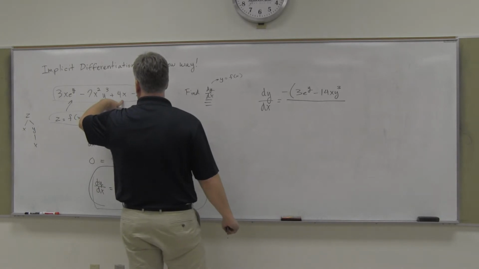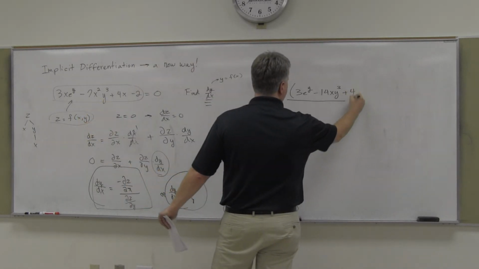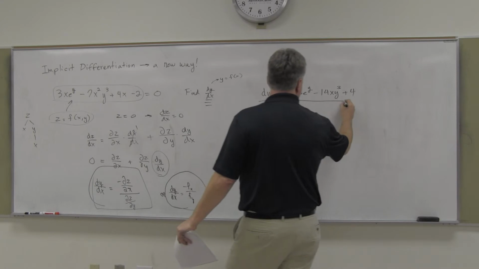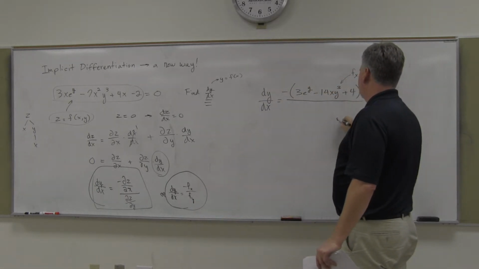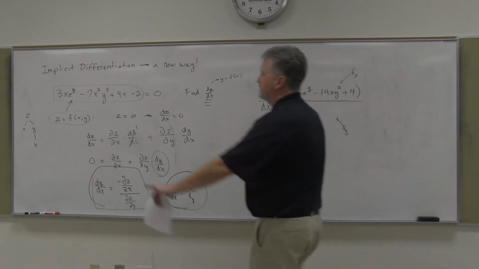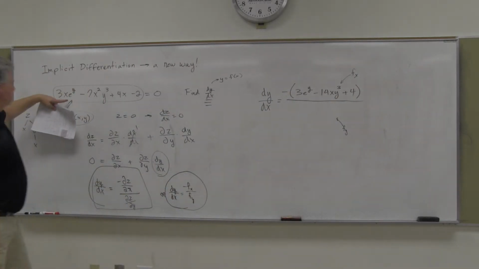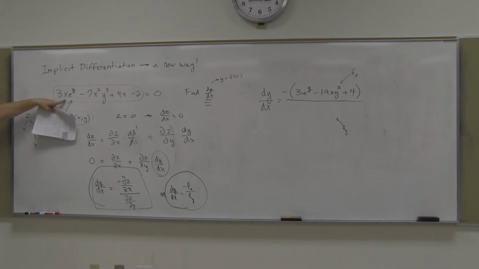Partial of that with respect to x is 4, plus 4, and that's 0. So that's our partial of f with respect to x. Bottom is partial of f with respect to y. So now do this with respect to y. What's the partial of that with respect to y? X is fixed, y is the variable.